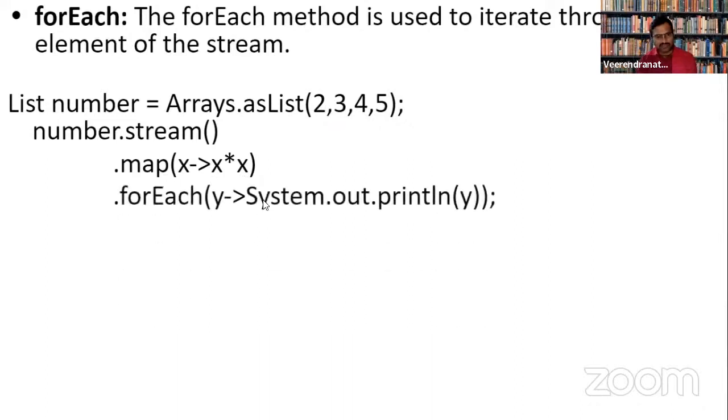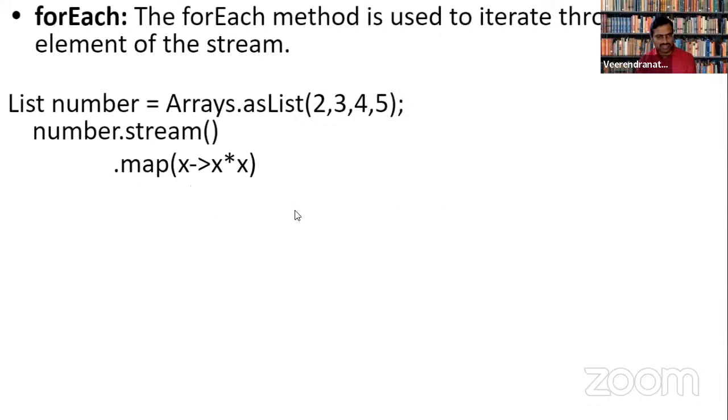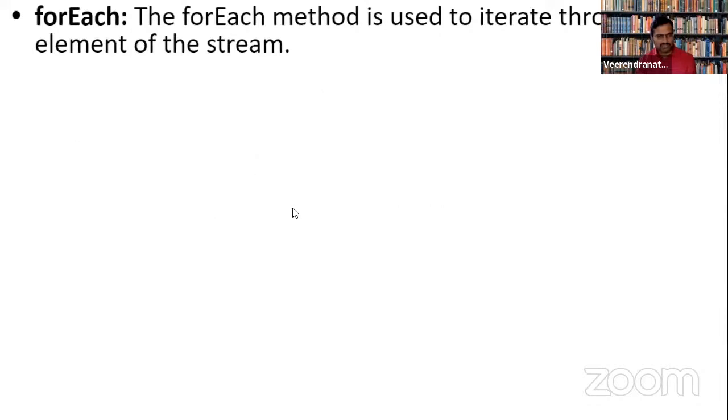And then you have forEach, y, you can say System.out.println of y. So exactly what it is doing is making each and every element get printed. So what is forEach doing? For each. So up to here, what did we understand?